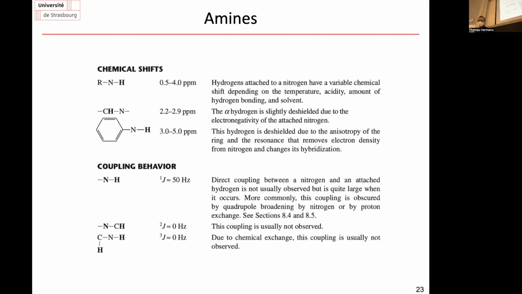Okay, amines, they have again a characteristic shift and they can have coupling, but it's huge. And often you don't observe it, right? So 2J, so 2 bond coupling, you typically don't see it. And 3 bond coupling, you typically don't see it because of chemical exchange.